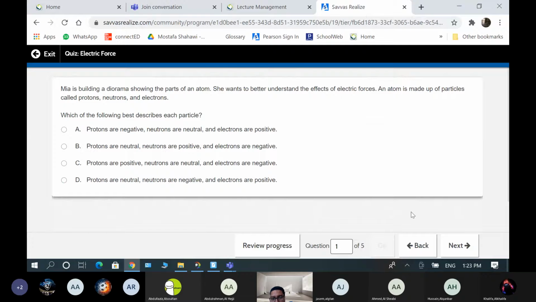Here's the first question. Mia is building a diorama showing parts of an atom. She wants to better understand the effects of electric forces. An atom is made of particles called protons, neutrons, and electrons. Which of the following best describes each particle? C. Protons are positive, neutrons are neutral, and electrons are negative. Bravo, Ahmed. C is the right answer.